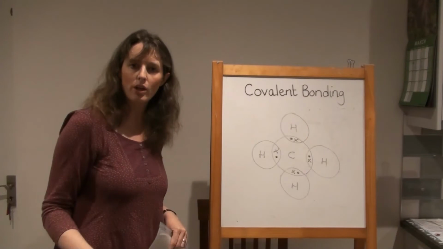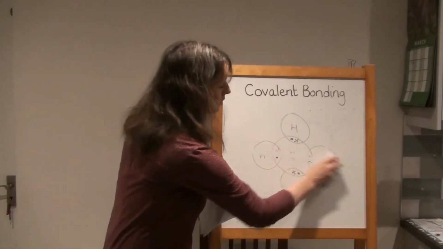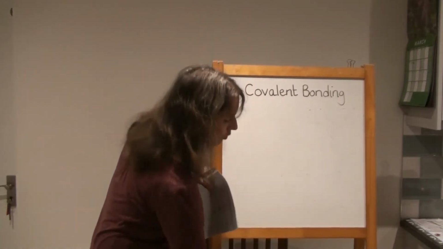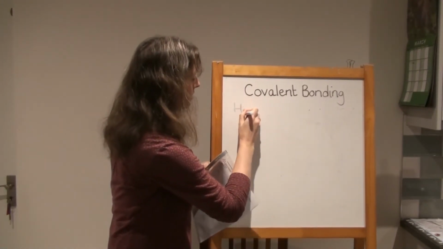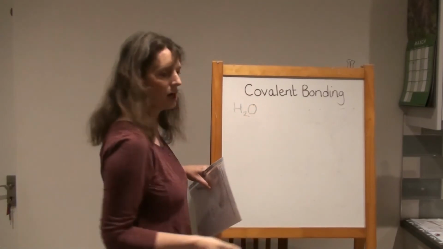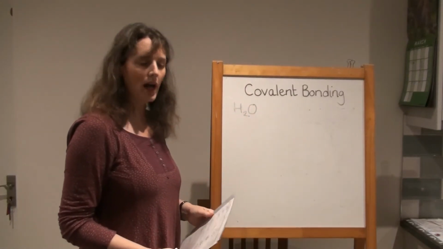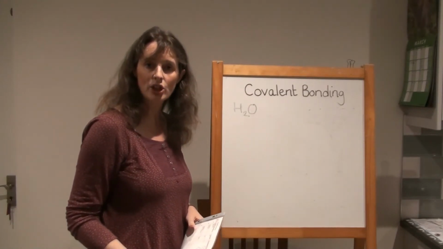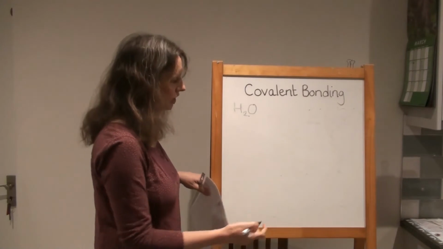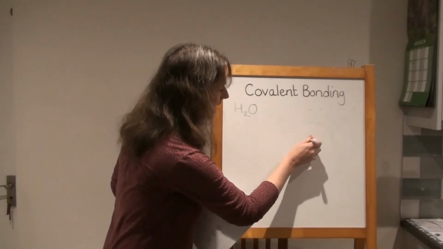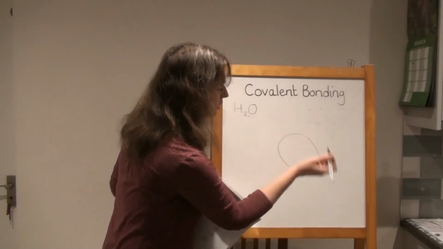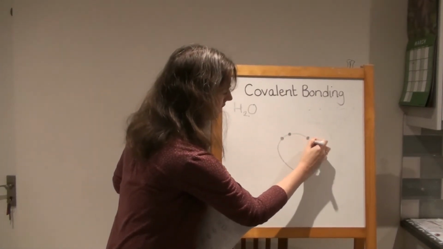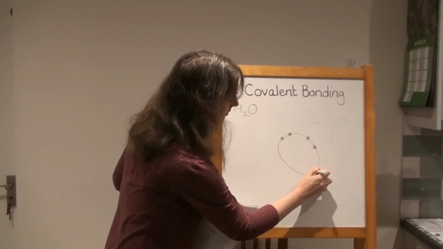Okay, our next one was a little bit trickier, and we'll judge whether or not you've understood this. So this is water, which hopefully you know is H2O. So H2O gives you a clue that you're going to have to draw 1 oxygen and 2 hydrogens. So oxygen, let's start with that. Oxygen has 6 electrons of its own. So I'm going to give oxygen 6 dots.